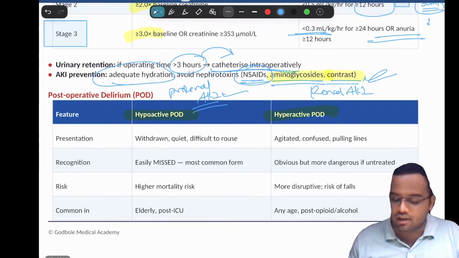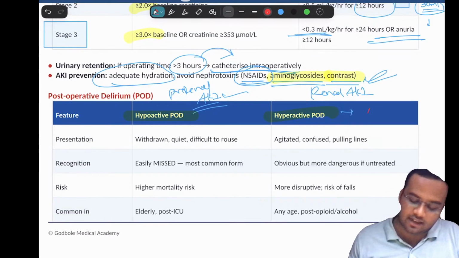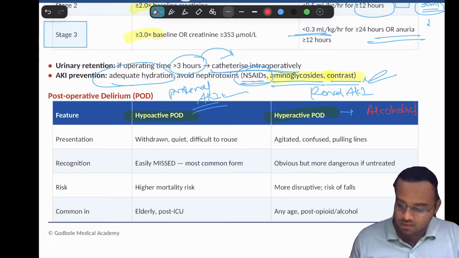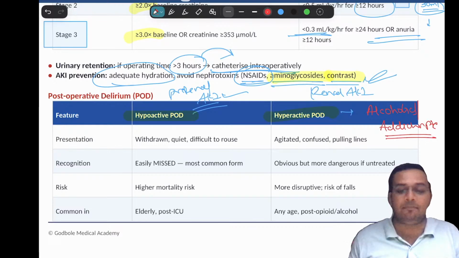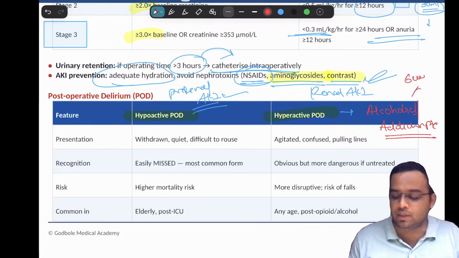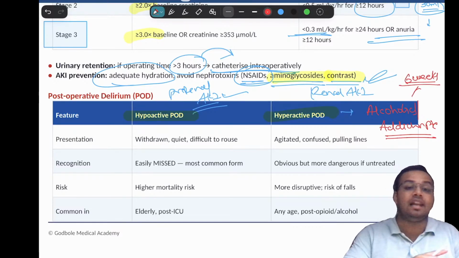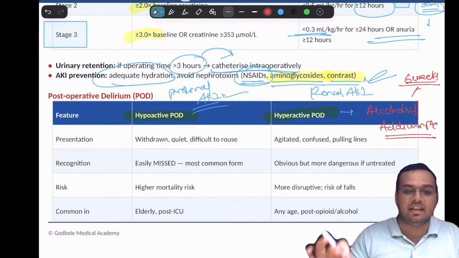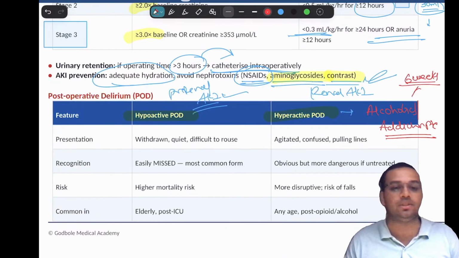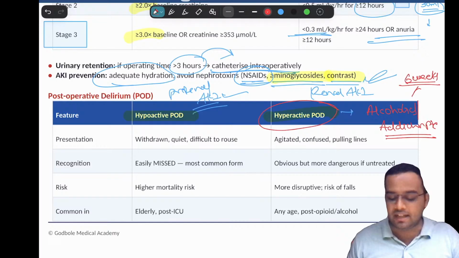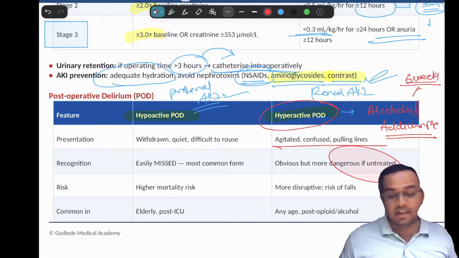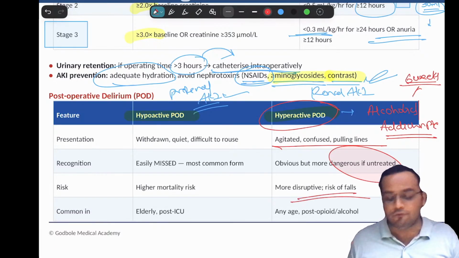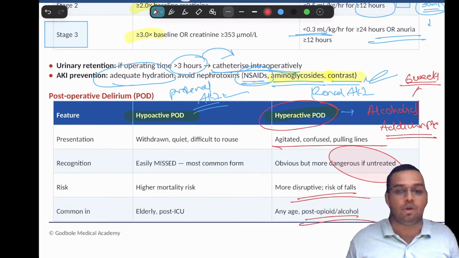So hyperactive delirium, one thing to be considered is it is seen in alcoholics or addiction patients. That is the whole reason we need to abstain from alcohol and tobacco at least for 6 weeks prior to surgery, or else no elective surgery unless the patient has been abstinent for at least 6 weeks, because the patient might develop hyperactive post-operative delirium, wherein the patient is agitated, confused, and there are more disruptive risks. The patient might have a risk of falls, and it is typically seen in post-opioid or alcohol withdrawal.